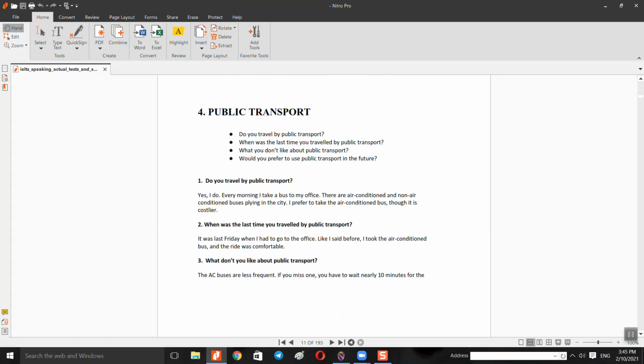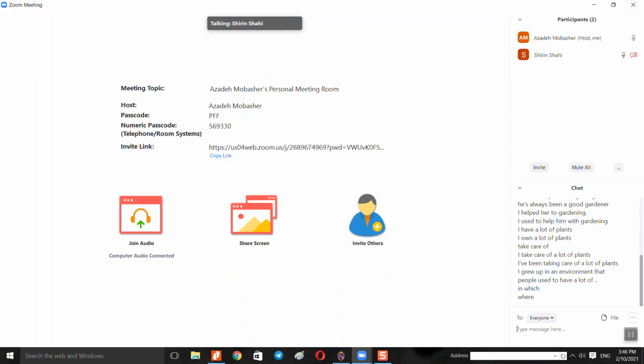During the coronavirus, unfortunately, I don't use it, but I used to use public transport before it, because it's very fast, and also it helps to have a clear environment and fresh air. But during the corona, I preferred to travel by my own car or by taxi like Snap and something like that.